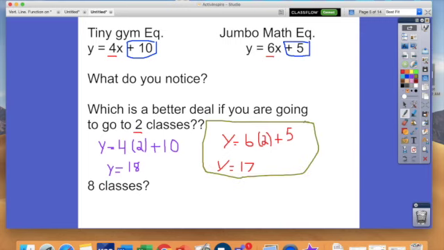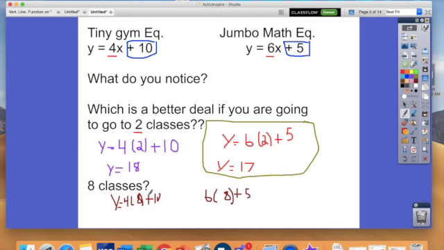But what if I'm going to go to more classes a month? Like what if I'm going to go to 8, let's just say? So I'd have y equals 4 times 8 plus 10, or 6 times 8 plus 5.